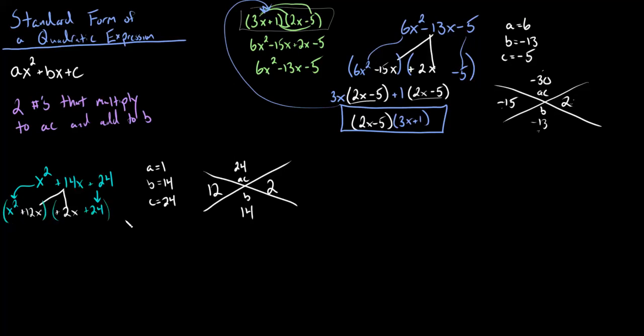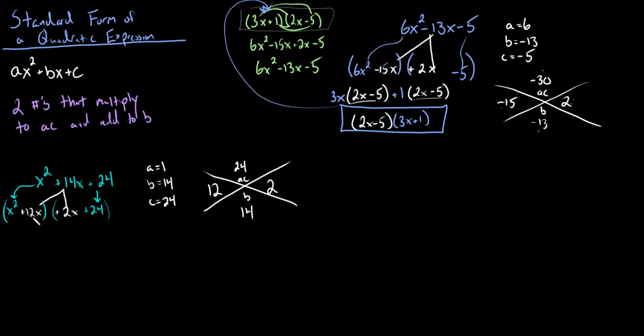And just so you know, because this is normally a common question, some people ask, does it matter in what order these two go? Like, could I have 2x come first and then 12x come second? Yeah, you could totally have that. It does not matter in what order these two numbers go, as long as you have the correct two numbers, okay?